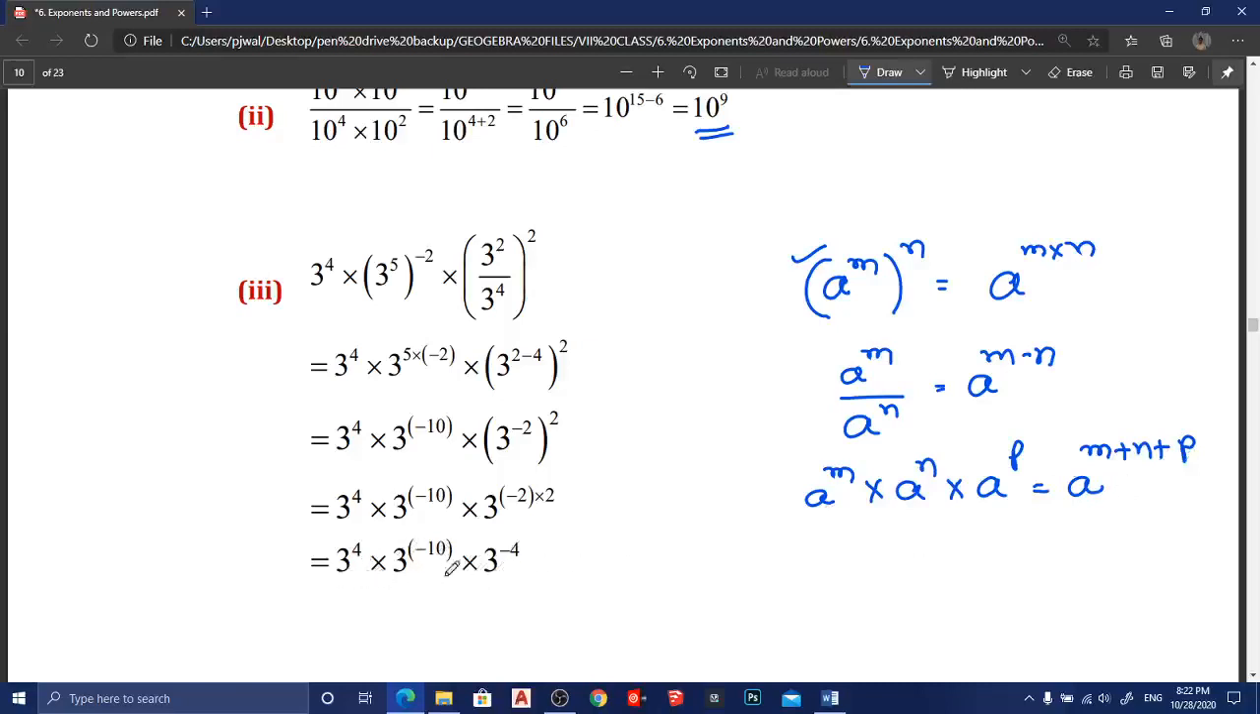Here also all the bases are equal, powers are different, and we are multiplying, so you can use this formula. So 3 to the power of 4 plus minus 10 plus minus 4. Since it is minus, I am writing brackets here. Now you remove the brackets. 3 to the power of 4 plus into minus is minus 10, plus into minus is minus 4. Okay. So now this plus 4 and minus 4 get cancelled here. 4 minus 4 is 0. Only this 3 to the power of minus 10 is remaining. So this is the answer, 3 to the power of minus 10.